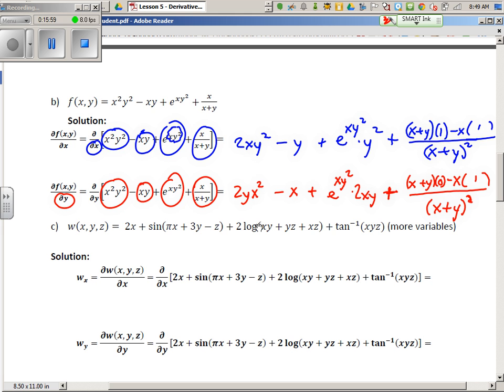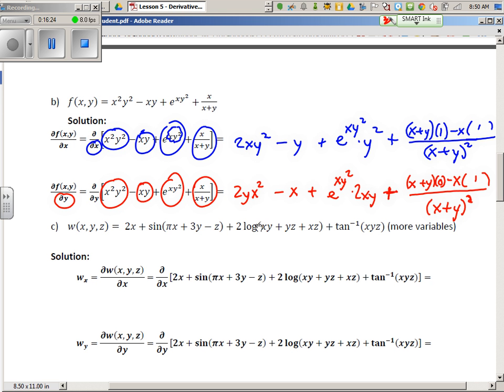Okay? So these are functions with two variables, and so you have to pick one to be your independent variable, and the other will just be like a number for now. And this brings us to our third case, which is in case you have a w function with three variables, you're just going to have to do three partial derivatives. First time you'll treat x like a variable, then you'll treat y like a variable, and then you'll treat z like a variable.